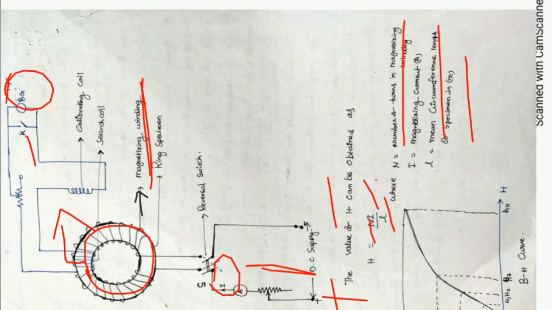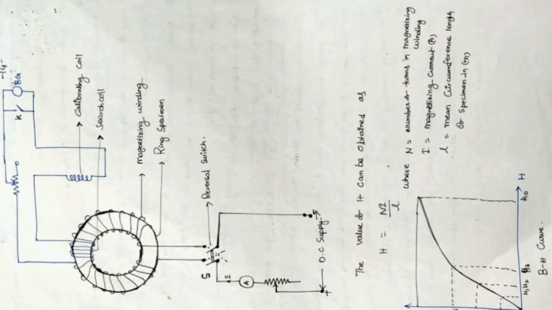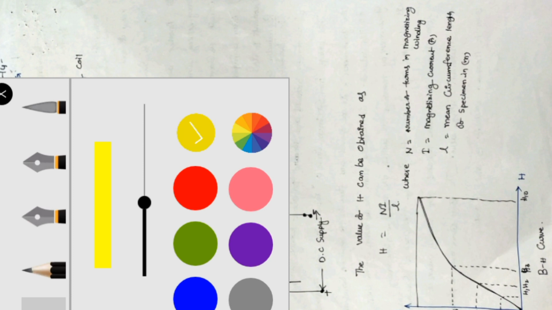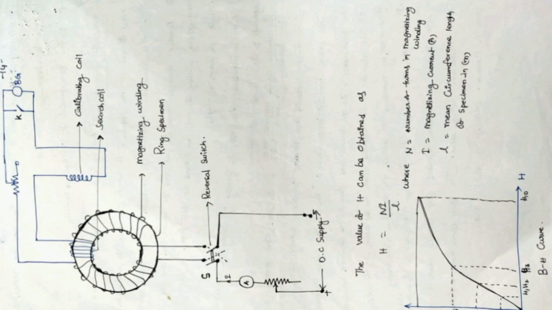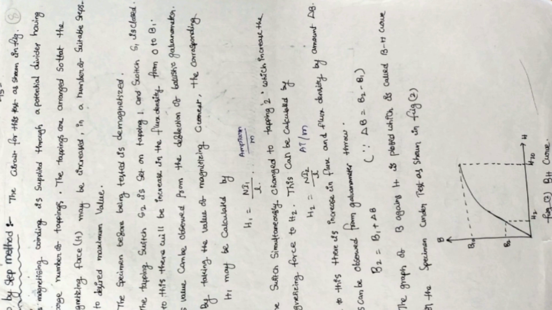It is a BH curve. For a small flux density B1, we can obtain H1. Similarly, B2 and H2, B3 and H3. If we join all these points, we will get a BH curve. This is to determine BH curves and the hysteresis loop of a ferromagnetic material. The ring specimen is the ferromagnetic material used for machines and electrical machine construction.